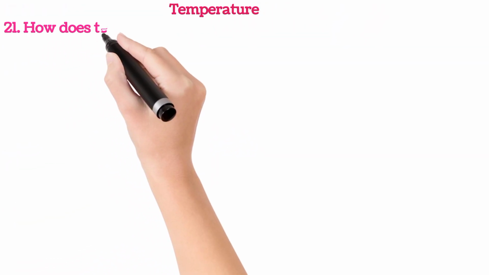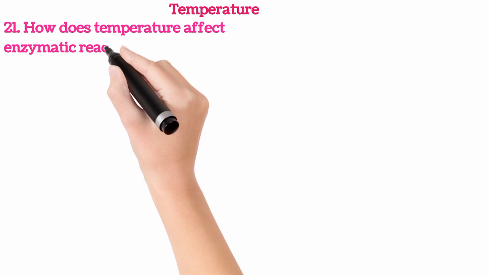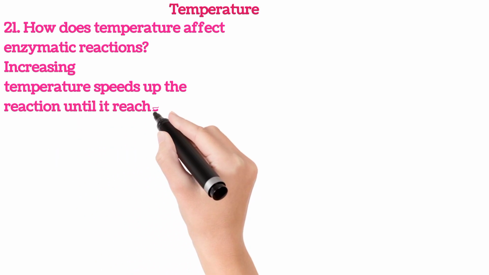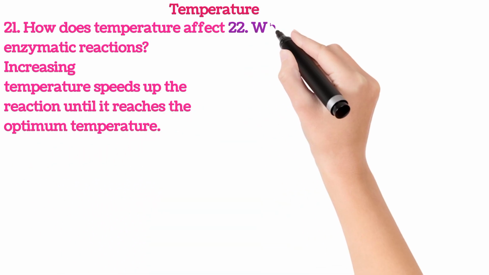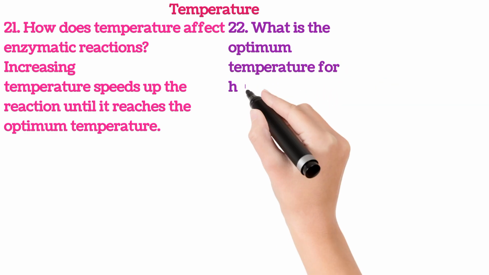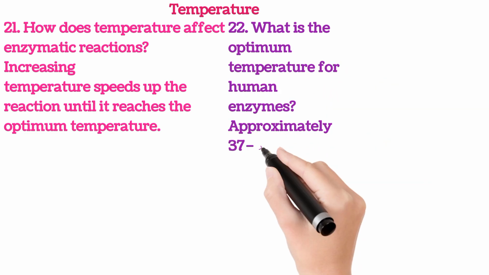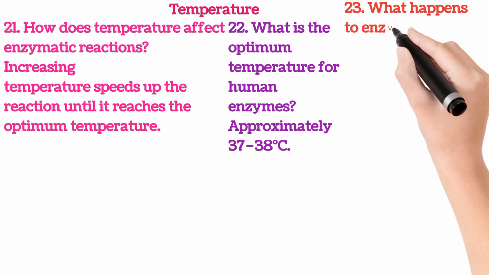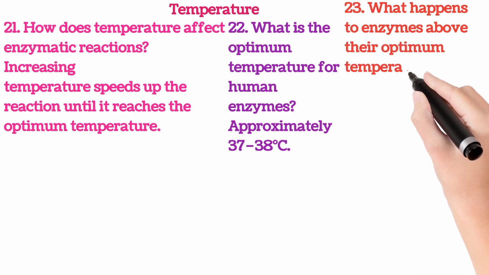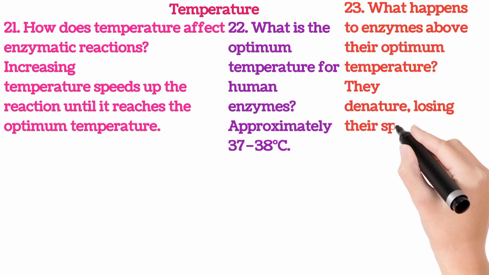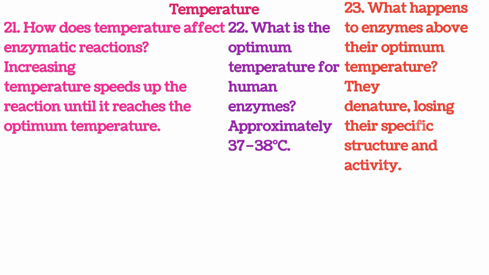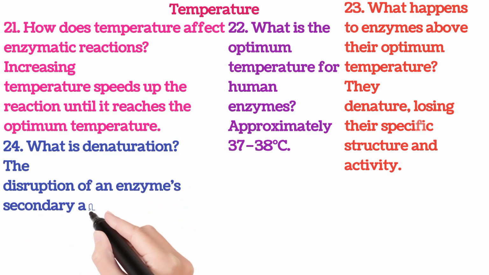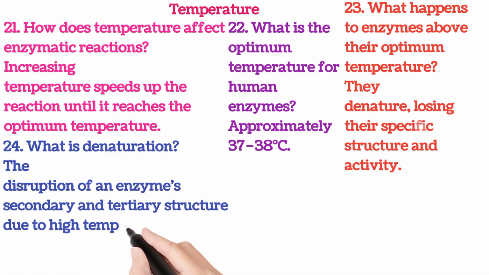Temperature. 21. How does temperature affect enzymatic reactions? Increasing temperature speeds up the reaction until it reaches the optimum temperature. 22. What is the optimum temperature for human enzymes? Approximately 37 to 38 degrees Celsius. 23. What happens to enzymes above their optimum temperature? They denature, losing their specific structure and activity. 24. What is denaturation? The disruption of an enzyme's secondary and tertiary structure due to high temperatures.